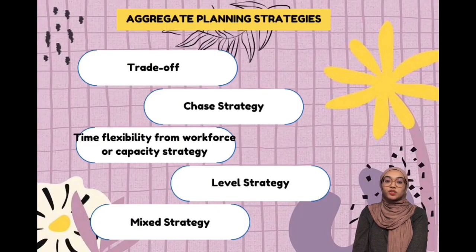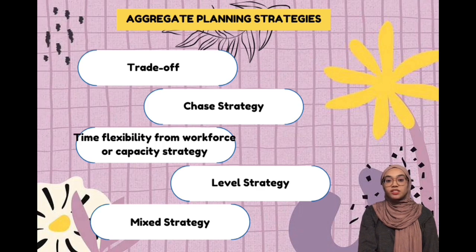There are 5 planning strategies. Firstly, trade-off. The trade-off strategy involves finding a balance between conflicting factors such as production costs, inventory levels, and customer service. This strategy recognizes that optimizing one aspect may come at the expense of another. Secondly, the chase strategy aligns production and inventory levels directly with changes in demand. Instead of maintaining a stable workforce or production rate, organizations using the chase strategy adjust their capacity and output to match the varying demand level.